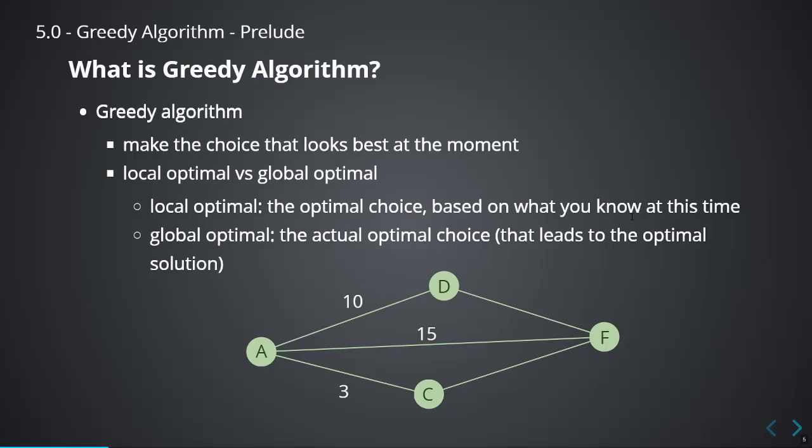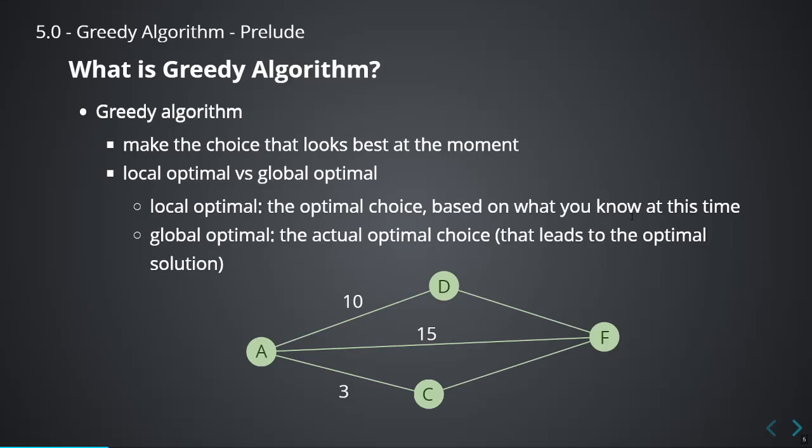So let's say you want to go from A to F in this graph here. You want to go from A to F, you have three options. You go directly to F, or you go to C, or you go to D. When you're at A, you only know how much it costs to go to C, how much it costs to go to D, and how much it costs to go to F: 10, 15, and 3. So the local optimal here is going to C. That's the cheapest. You don't know anything else. That's the local optimal.